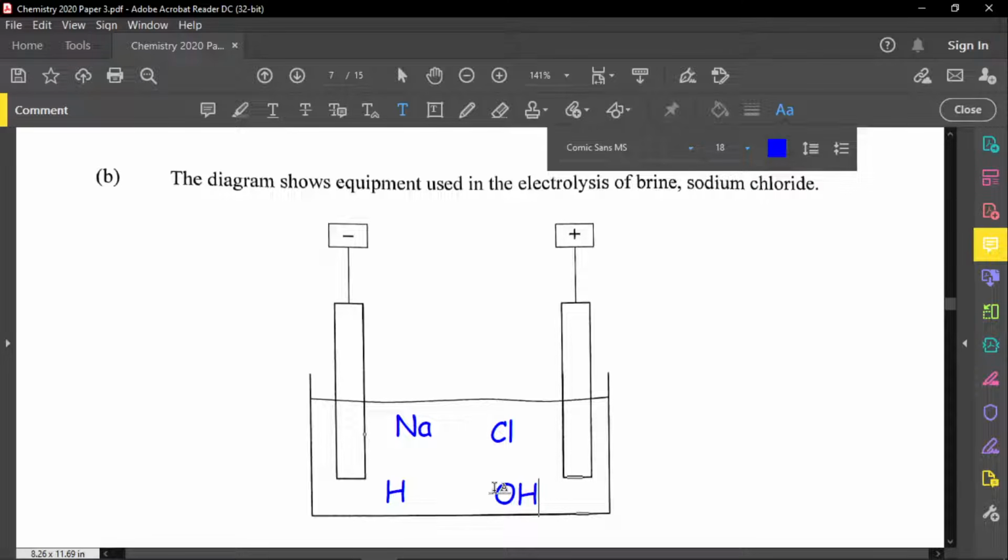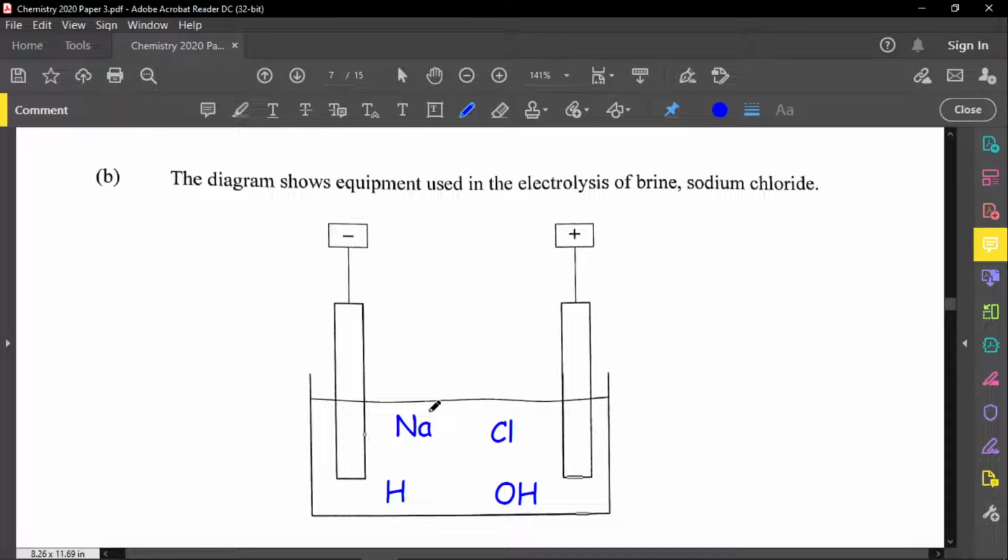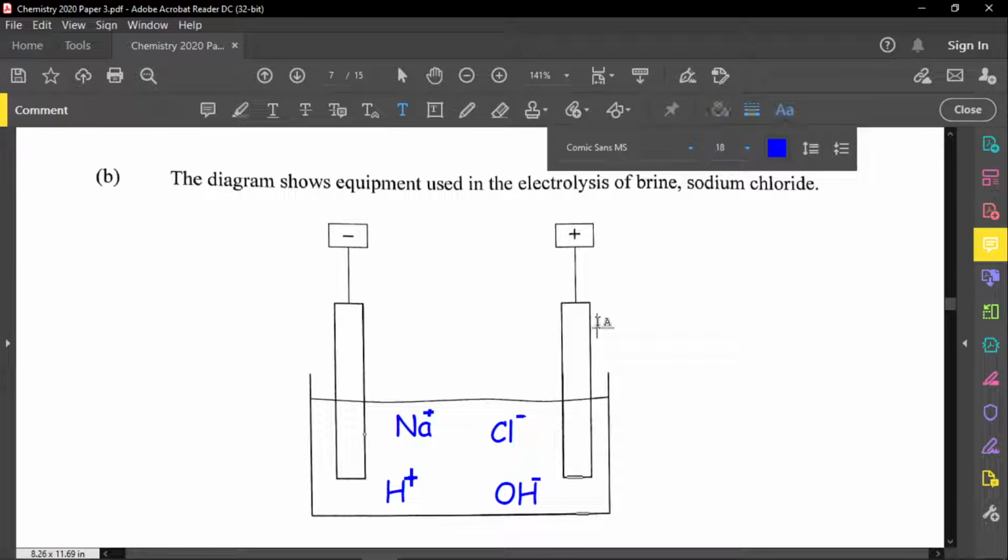That's a solution. If this was molten, then you only have 2 ions, okay? Which would just be the sodium and chlorine. So if you have molten sodium chloride, it would just be Na and Cl. But again, let me quickly put on the charges, because those will be important. So sodium is a +1, chlorine is a -1, hydrogen is a +1, and hydroxide ion is a -1. So I just put the positive ions on this side to make it a little bit easier when I'm going through what I'm going to explain. And so this will be the positive electrode. So this is called the anode, okay?